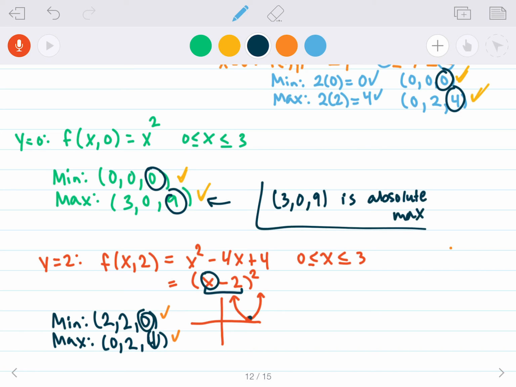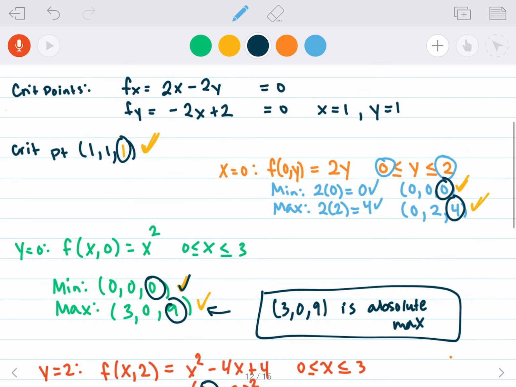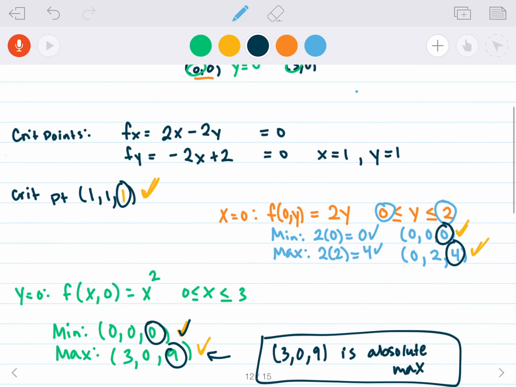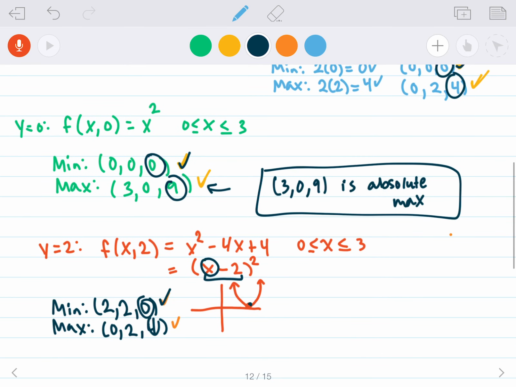And now we look at the z values to find the smallest. So we have z is 0, z is 0, and that's 0 as well. That just is a repeated point. So 0 is the smallest z value, so we have 2 absolute mins. We have 2, 2, 0 is an absolute min. And we have 0, 0, 0 is an absolute min, because both of those have a z value of 0.